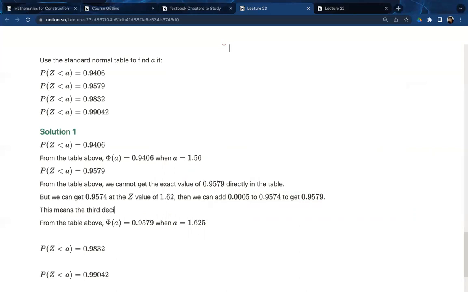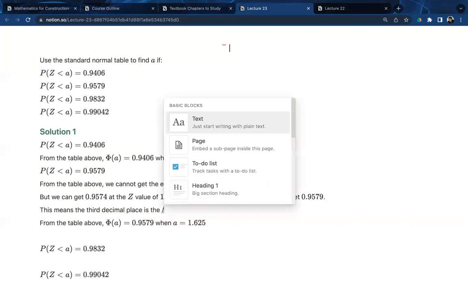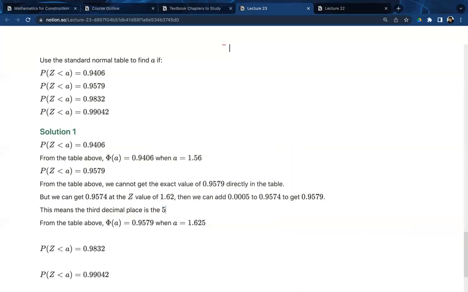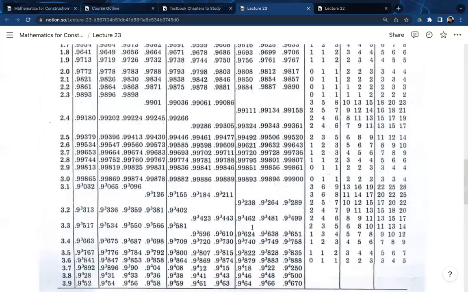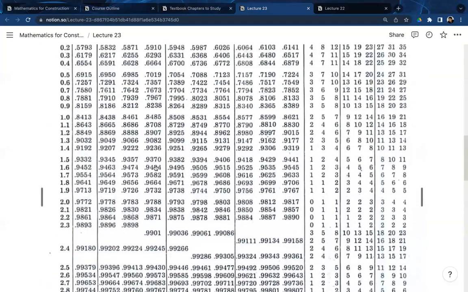So the third decimal place is the 5 column. It is the leftmost 5 column, right? That's why you get this third decimal place of 5, not because we need to add 5 in, but because what we need to add is in column 5. So I need 9579.